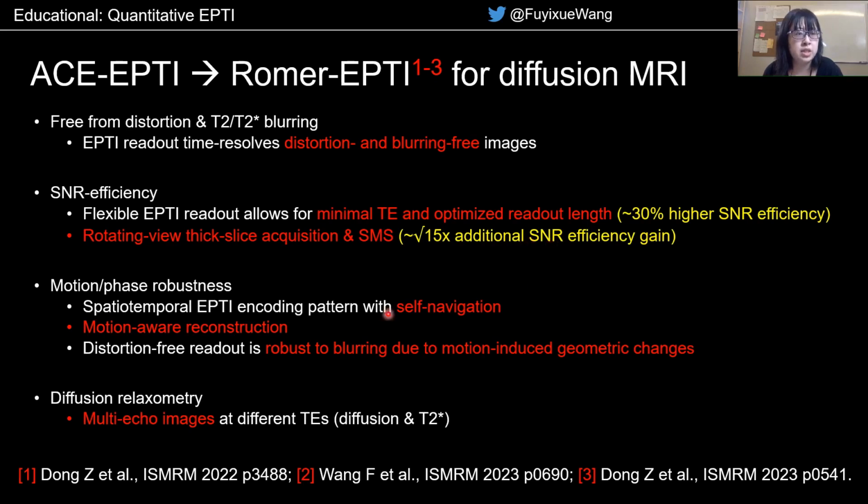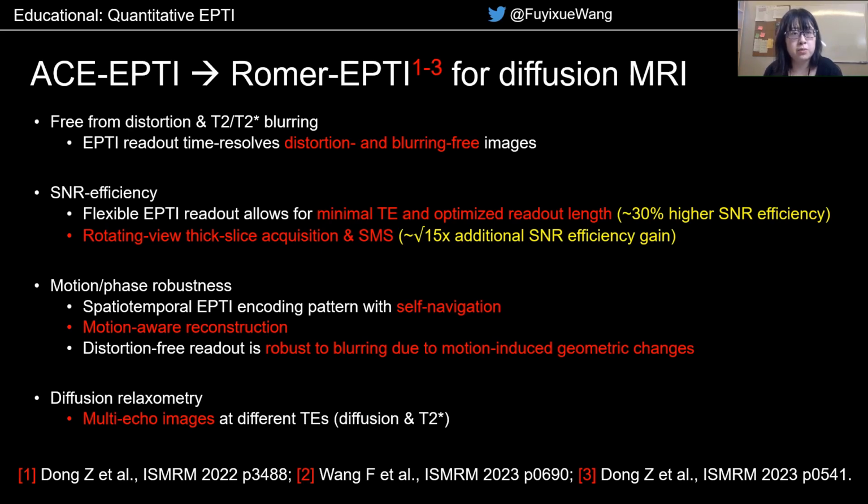It's robust to motion and phase because the spatiotemporal EPTI encoding pattern was designed with self-navigation, and a motion-aware reconstruction was applied, and also the distortion-free readout is robust to blurring due to motion-induced geometric changes. Finally, the multi-echo images provided by Romer-EPTI can be used for diffusion axometry and provide more information to study tissue microstructure as well.